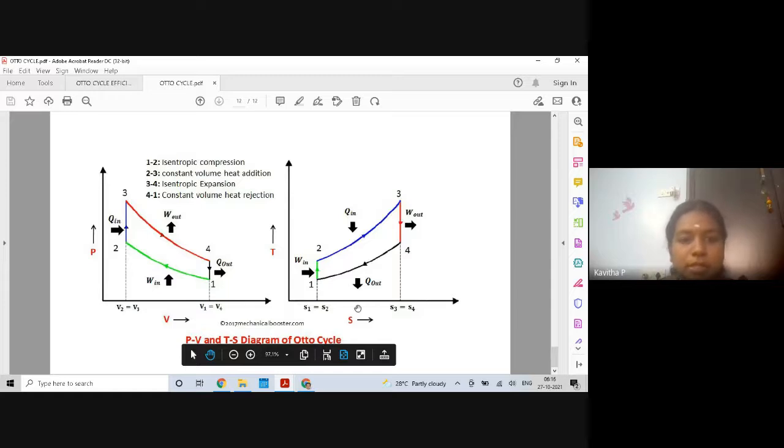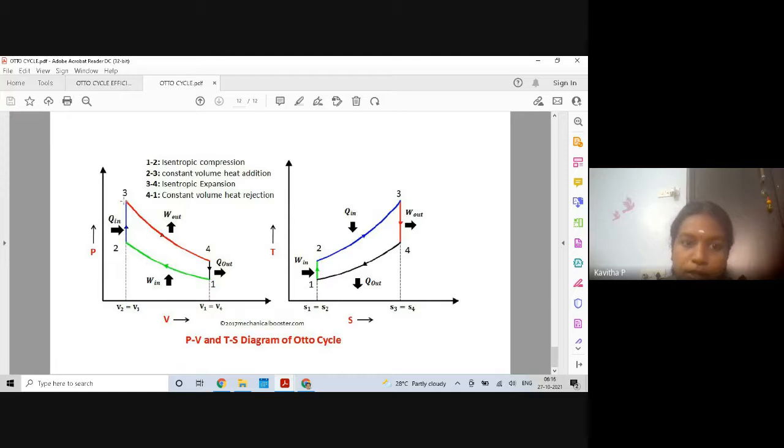So this is the representation of the PV diagram, and this is for the TS diagram. Initially, when the piston is compressing the air, the volume reduces and the pressure increases, and then due to heat addition, the pressure and temperature gradually increase. And once the combustion is over, the temperature and pressure will reduce, and then this is the heat rejection.